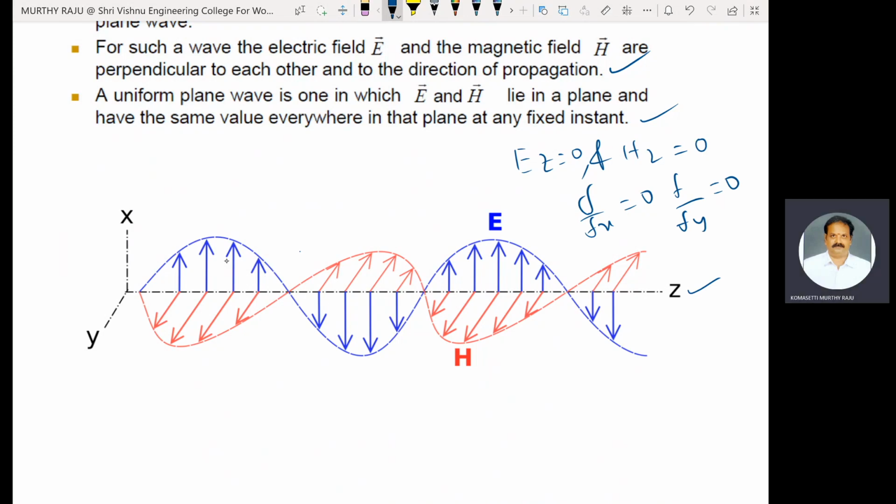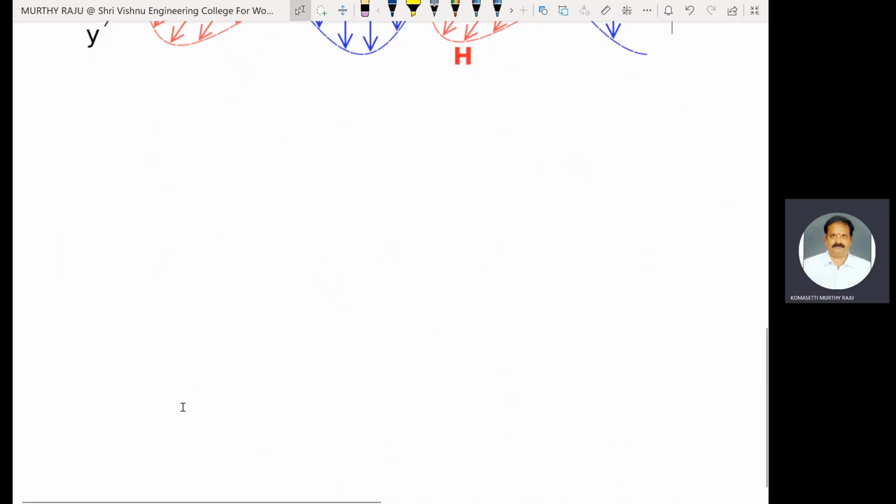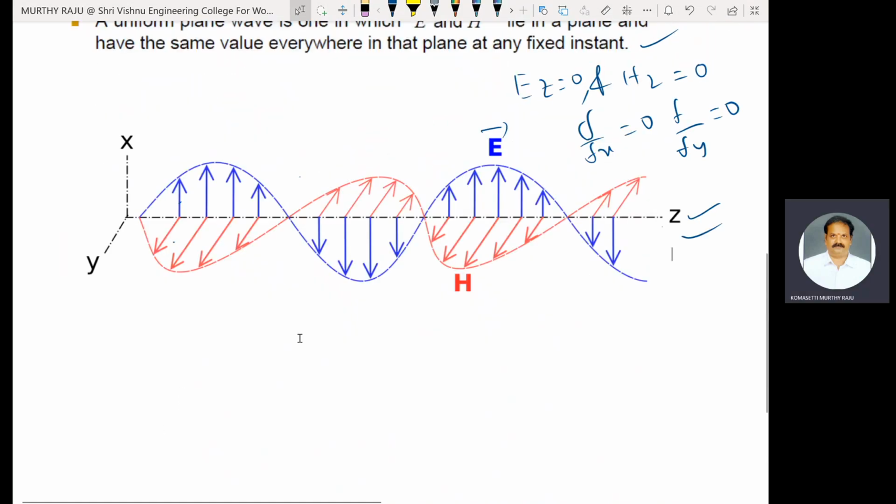Here the blue lines indicate electric field components and the red lines indicate magnetic field components. The blue line and the red line are perpendicular to each other and to the direction of propagation. The wave propagates along that direction. Now I will concentrate on the solution of the uniform plane wave.